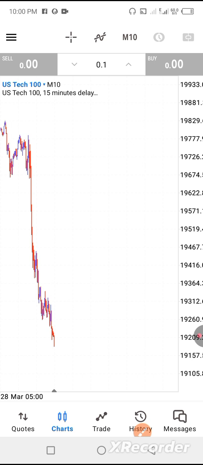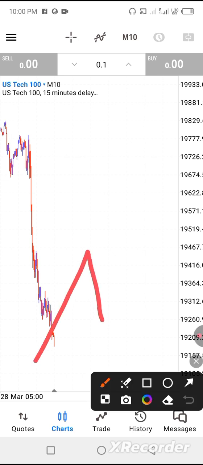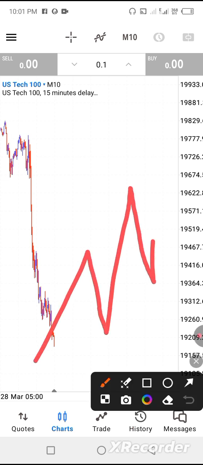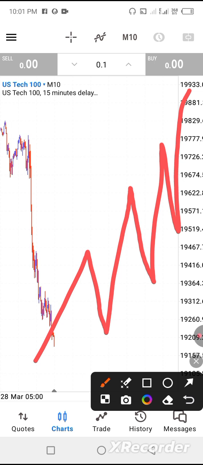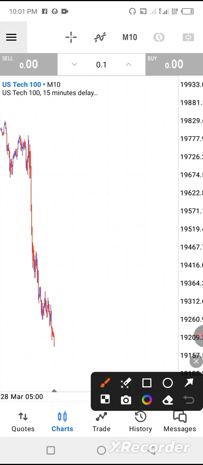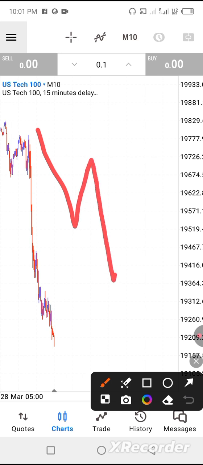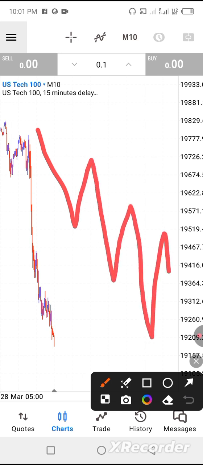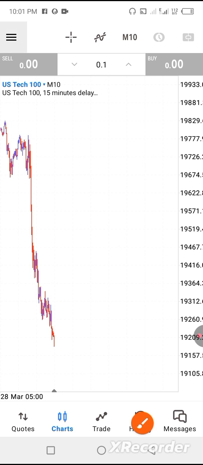And in a bullish market, we know that the market is creating a series of higher highs and higher lows. This is a bullish market scenario. You see price creating higher highs, higher lows, higher highs, higher lows. Okay? So this is a bullish movement. And in a bearish movement, you see price creating lower highs and lower lows, lower highs, lower lows. Okay?